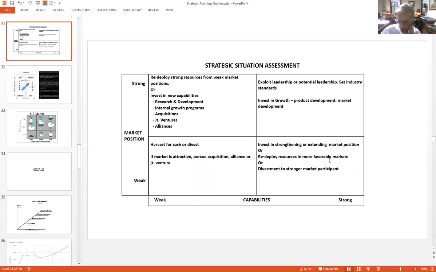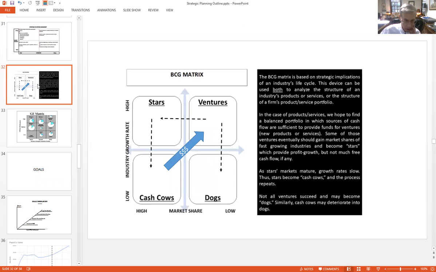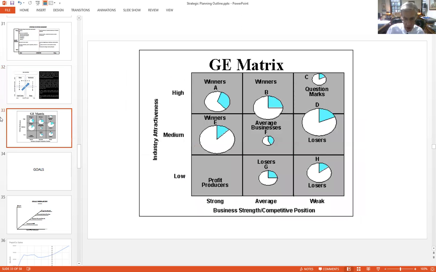You could redeploy its resources in more favorable markets, or sell the business to a stronger market participant, or somebody who isn't as smart as you are. And that's what Kinko's owners did when they sold Kinko's to FedEx. So there we go. This is the BCG matrix. It is a basic strategic planning framework, and it is used very often. So off we go to the next one.